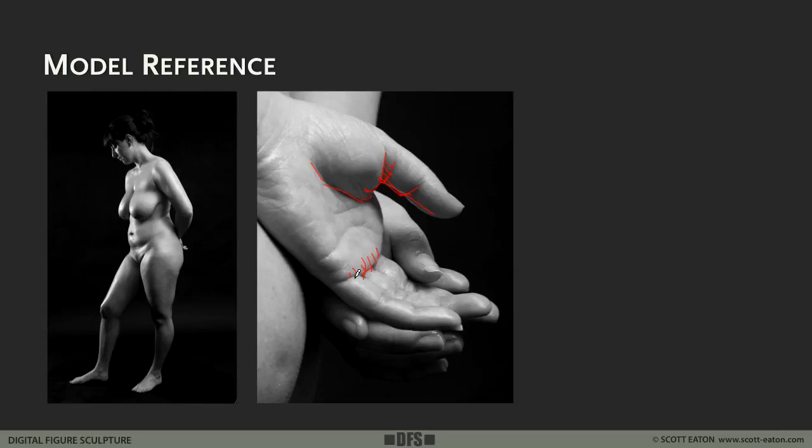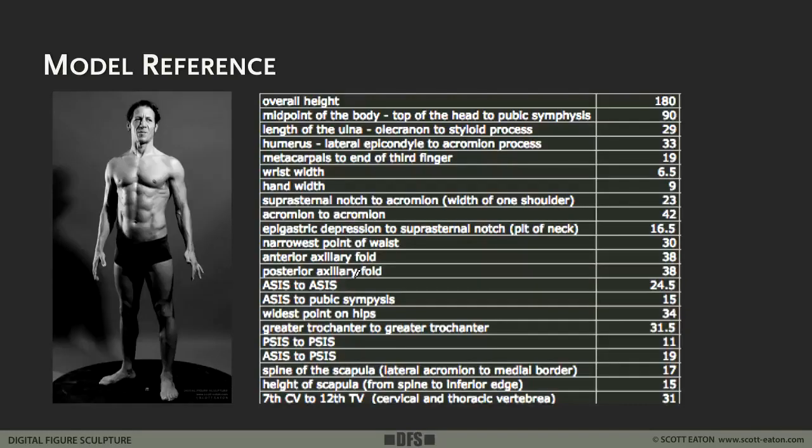Okay, so models on turntables, close-ups from different angles, and also measurements. This is going to be big. This is something that you would have access to if you were working in a studio environment. If you were actually sculpting a figure in clay and you had a model in, you would be measuring them with calipers. You would caliper this distance, acromion to the lateral epicondyle of the humerus. You might measure this distance across the shoulder, acromion to acromion. The first one was right here.